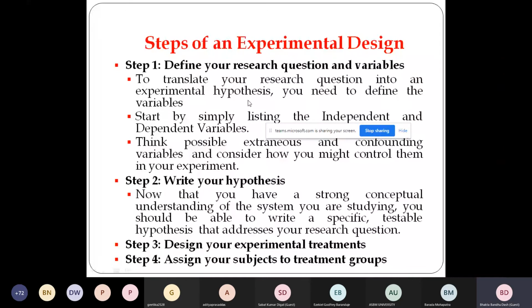Number two, write your hypothesis. Based upon the research questions, what type of presumptions you are making, what exactly you are expecting, whether there will be an impact of the intervention or not. If the treatment has an intervention, then what type of changes you are expecting, that hypothesis you need to establish. Then accordingly, design your experimental treatment design, and then assess the effect of the treatment. I will show you how.